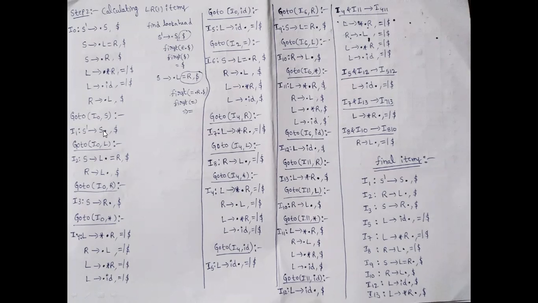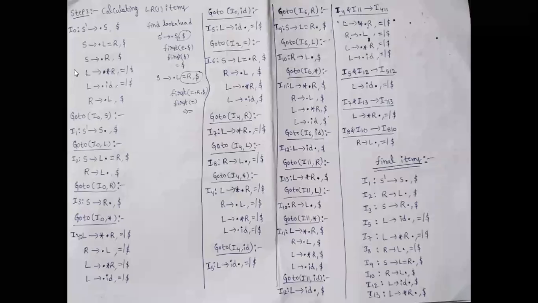production. Here, after the dot there is no terminal or non-terminal, so there is no need to expand this one. Then we consider the state I naught, and name the new state I1. So I1 equals S dash produces S dot comma dollar. Then we say S is completed.